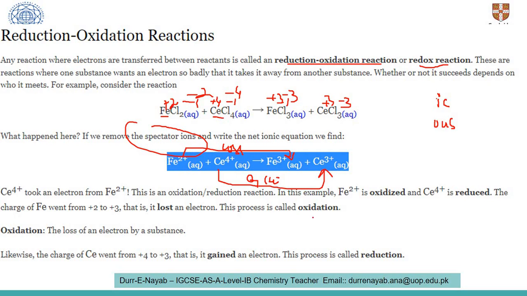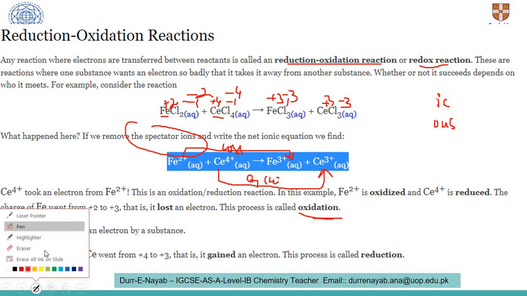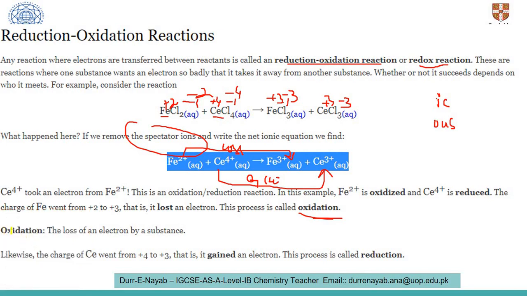Here what happened? Oxidation happens. Oxidation takes place. Now we can define what oxidation is. Oxidation is the loss of an electron by a substance, which you can see in the iron. Iron changed from +2, iron changed from what?